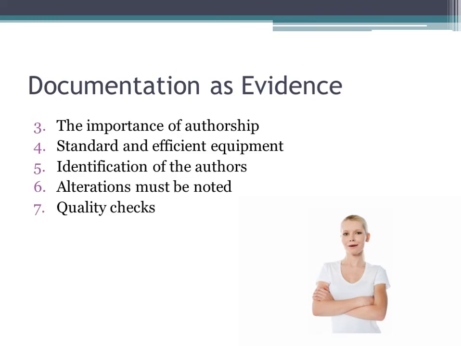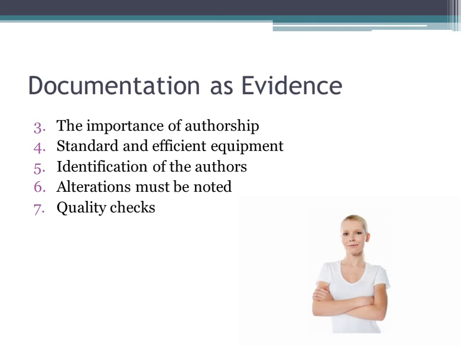Third, authorship is important. The record must be made by a person with knowledge of the events. The Federal Rules of Civil Procedure state that a legitimate admissible record is one that was made by the person with knowledge of the facts and that the information is recorded at or near the time of the encounter. Fourth, the computer must be considered standard and efficient equipment.